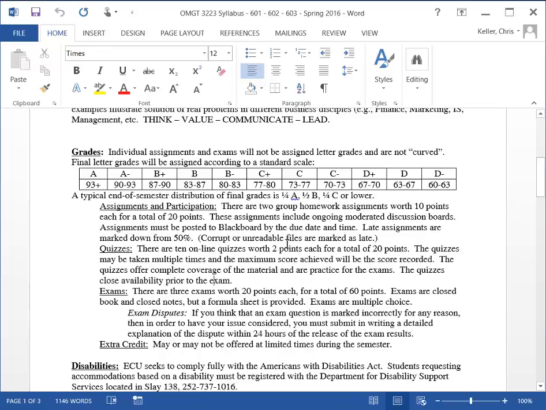Now, the quizzes close prior to the exam. Because they practice for the exam, you can't take new quizzes after the exam is over. So, the evening before the exam opens, the quizzes will close. You won't be able to take any new ones.